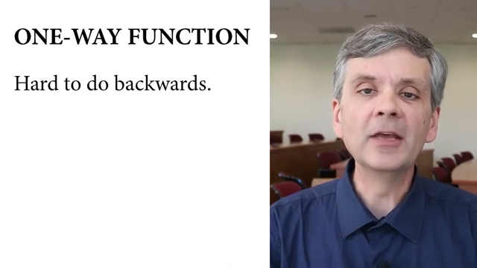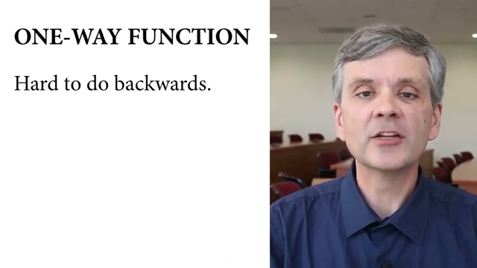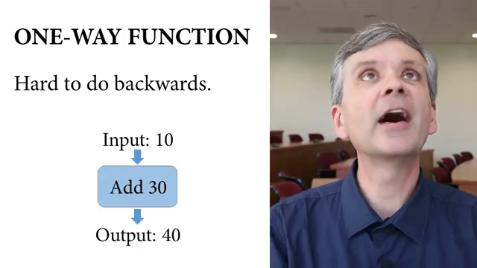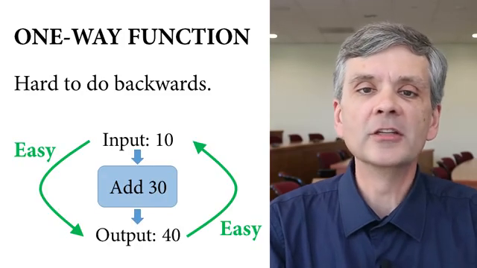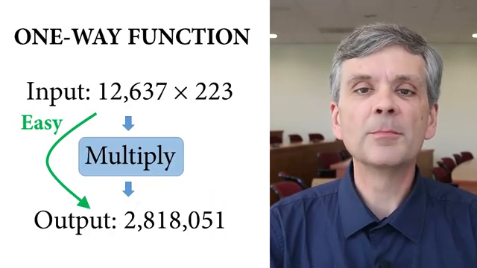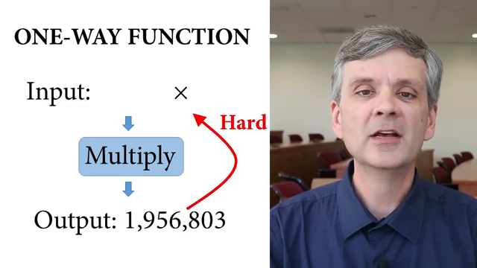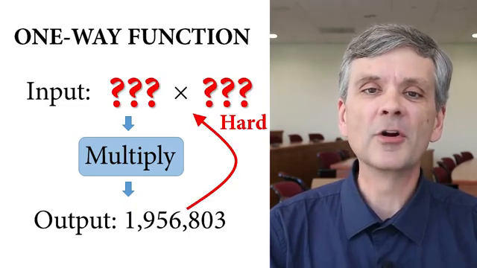And SHA-256 stands for Secure Hash Algorithm, and it outputs 256 bits. What does one way mean? Well, that's just a function that's hard to do backwards. Some functions are easy to do backwards, like, for example, the function of adding 30. You just subtract 30 to do the reverse. But the function of multiplying two large prime numbers together is really hard to do backwards. Take a look at my follow-up video for more details.